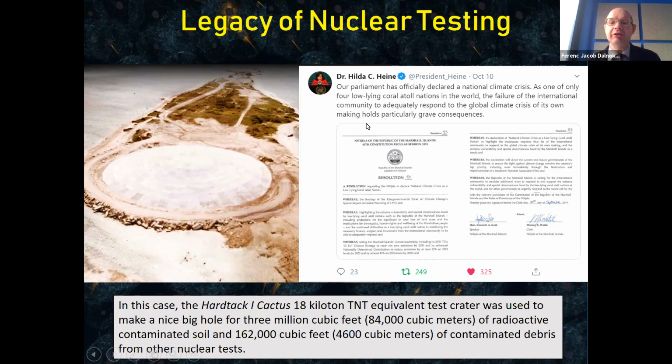Hilda Heine, who is the president of the Marshall Islands, said that our parliament has officially declared a national climate crisis as one of only 4 low-lying coral atoll nations in the world. The failure of the international community to adequately respond to the climate crisis of its own making holds particularly grave consequences. So we can't really separate the effect of nuclear testing and climate change. When the two come together, it's a very dangerous effect that I'm personally very concerned about.